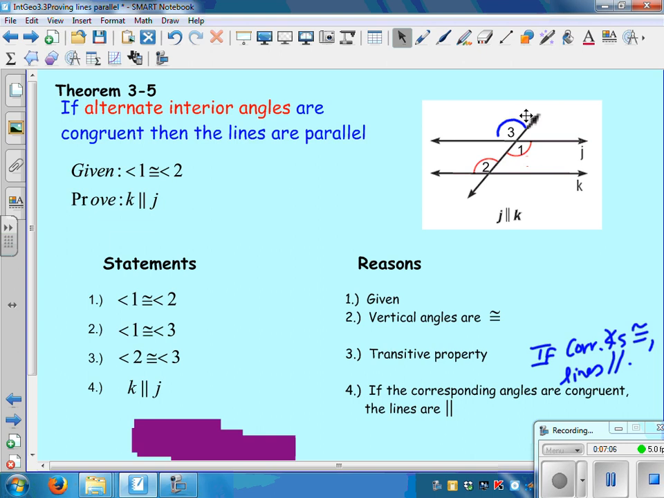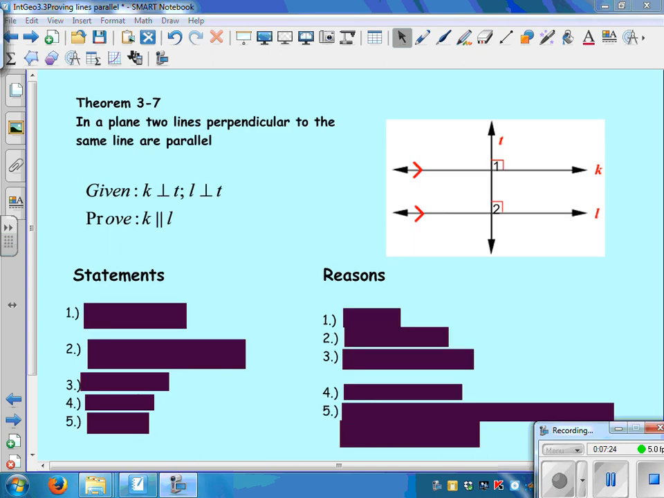Because they are congruent and because they're corresponding, the lines are parallel. Because the corresponding is just a postulate, so we're allowed to use that. Now that we've proven alternate interiors, you're allowed to use it. If the alternate interiors are congruent, then the lines have to be parallel as well. So we're going to prove another one as well. This is another way to prove that you have parallel lines.